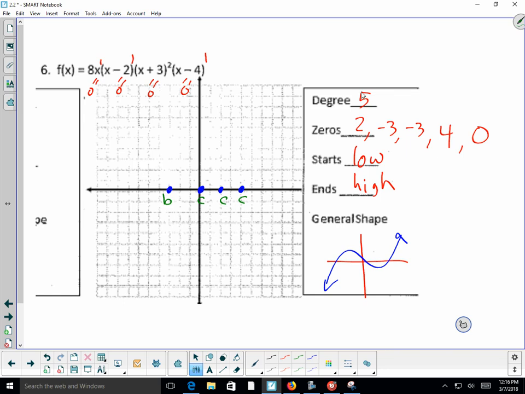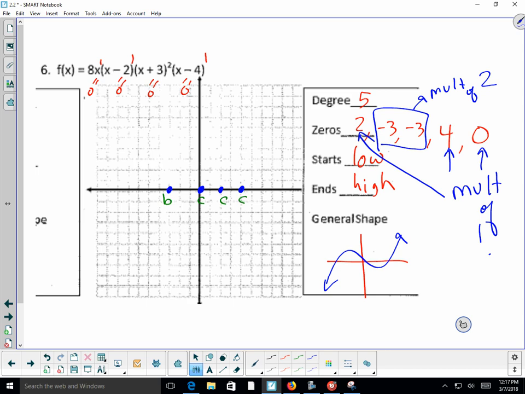Remember, the rule is if it's an even multiplicity, it's going to bounce off the x-axis. If it's an odd multiplicity, it's going to cross through the x-axis. So really, -3, as you can see from right here, -3 has a multiplicity of 2. Whereas this one, and this one all have multiplicity of 1. They're only showing up one time. All right, so go ahead and sketch it. What do you think it's going to look like?